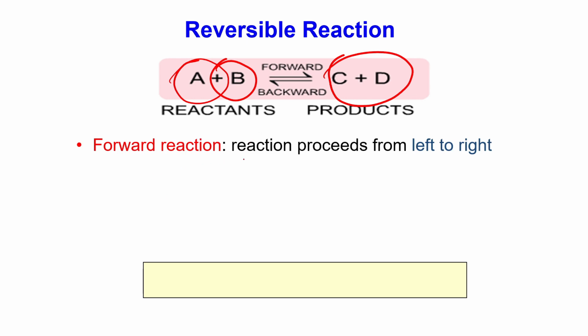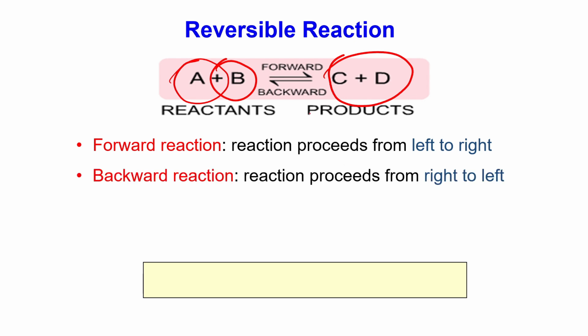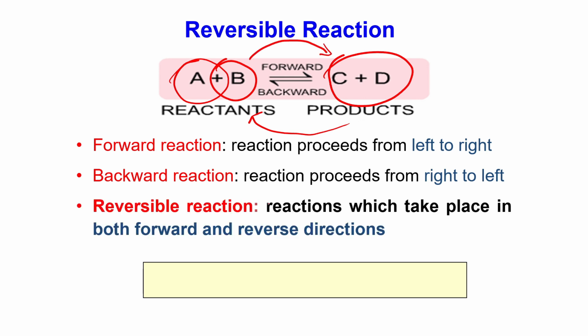The forward reaction proceeds from left to right. Forward ialah ke hadapan. While backward is the reaction that proceeds from right to left. So from right to left is backward, and from left to right is forward reaction. Reversible reactions take place in both forward and reverse directions. Tindak balas berbalik adalah tindak balas yang berlaku di antara forward dan juga reverse reaction. So this is the symbol. The reversible symbol indicates a reversible reaction.